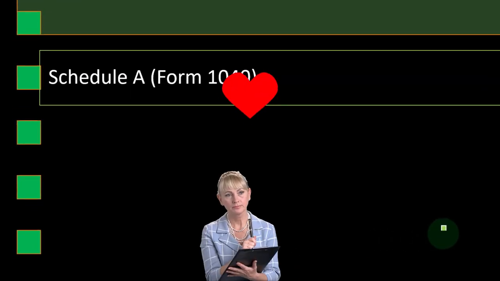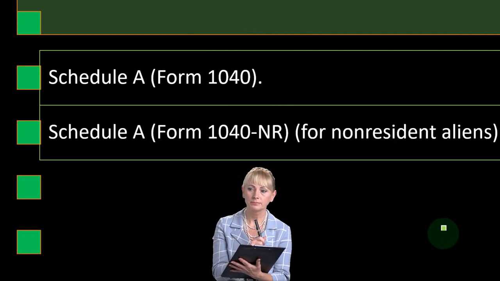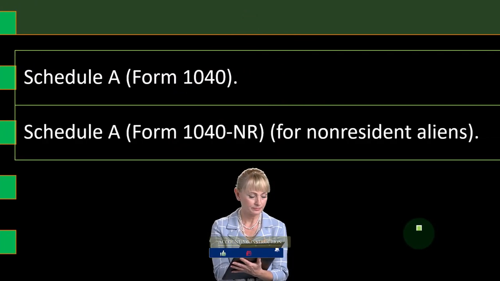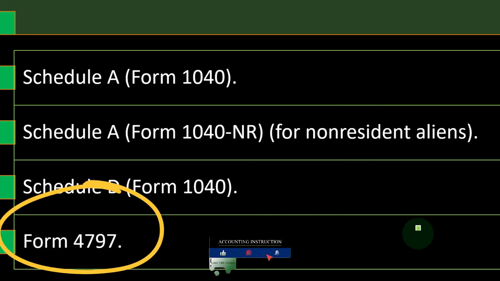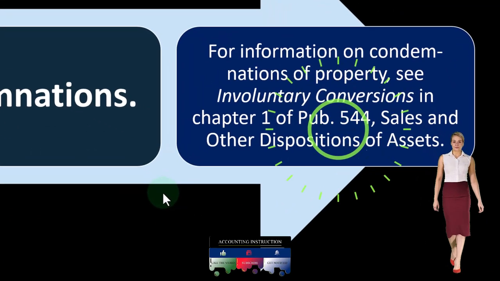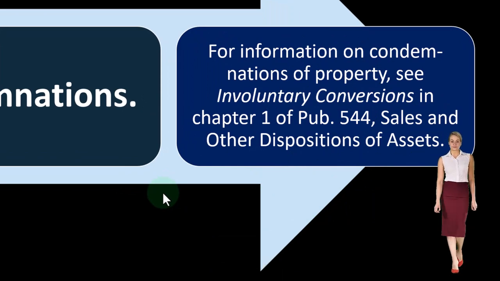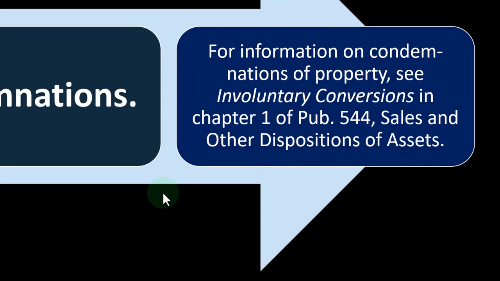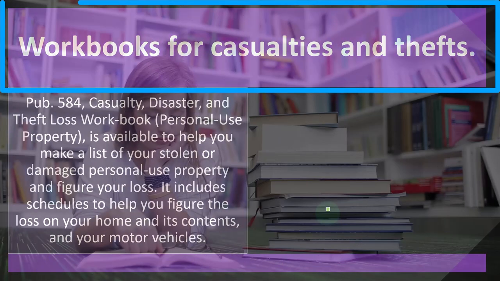We've got the Schedule A, Form 1040. That's where our general focus is here. Schedule A, Form 1040 NR for nonresident aliens. Schedule D, Form 1040. And then Form 4797. Condemnations. For information on condemnations of property, see involuntary conversions in Chapter 1 of Publication 544, Sale and Other Disposition of Assets. So workbooks for casualties and thefts.